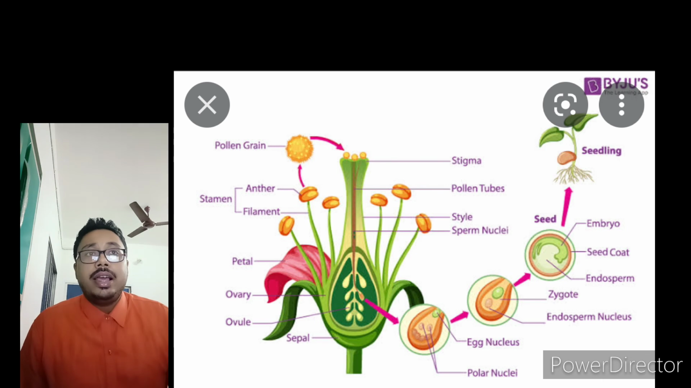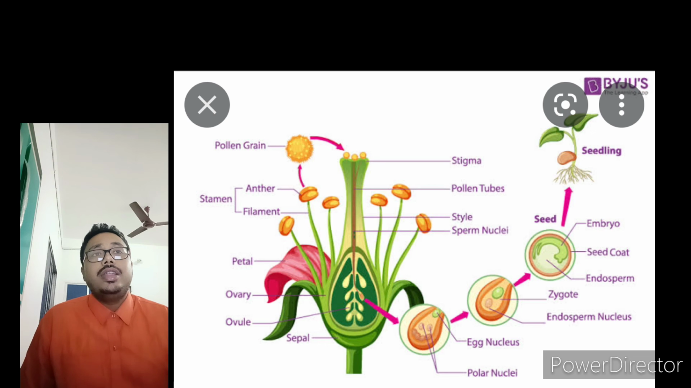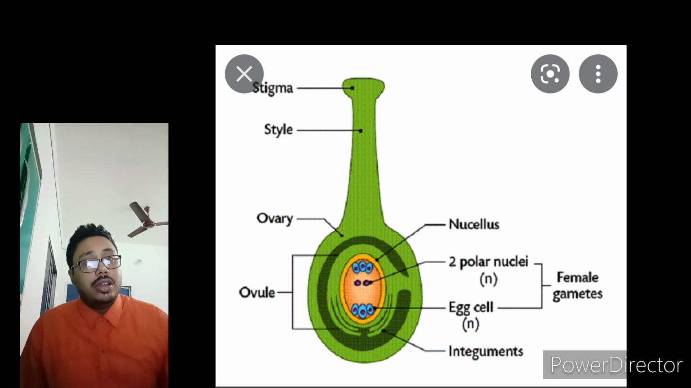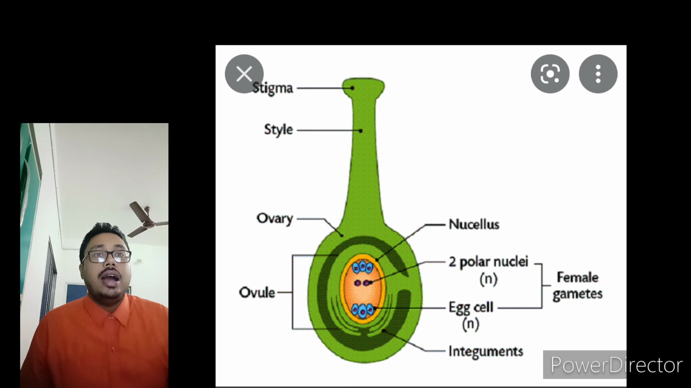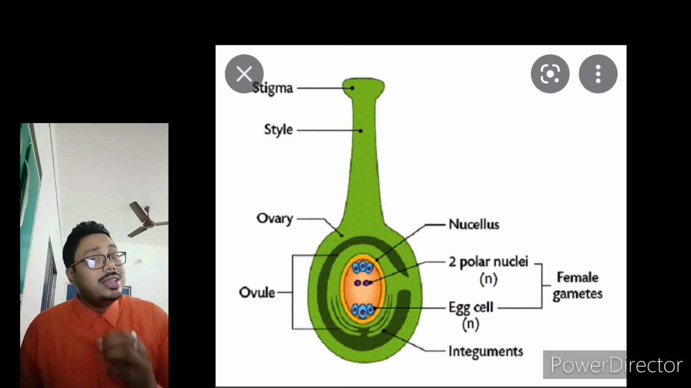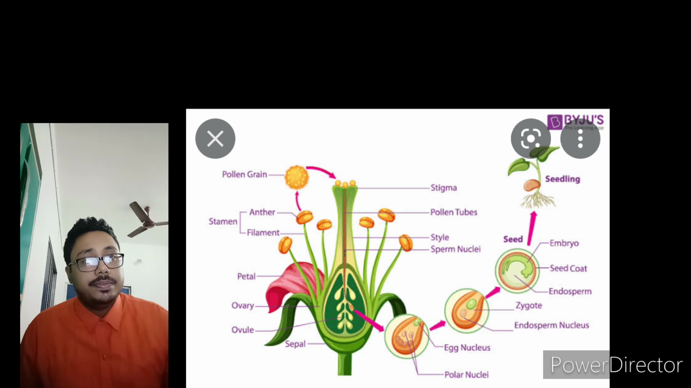See, what is double fertilization? One sperm nucleus fertilizes the egg, producing the zygote, that is 2N, which becomes the embryo inside the seed. Another sperm or germ cell fuses with the polar nuclei, resulting in triploid endosperm. Endosperm is a source of food. I have discussed earlier also, it is a source of food for the young embryo. See, we consume the water of that coconut, what is it? It is the endosperm. The plant doesn't make it for us, it makes it for that embryo, that developing seed.